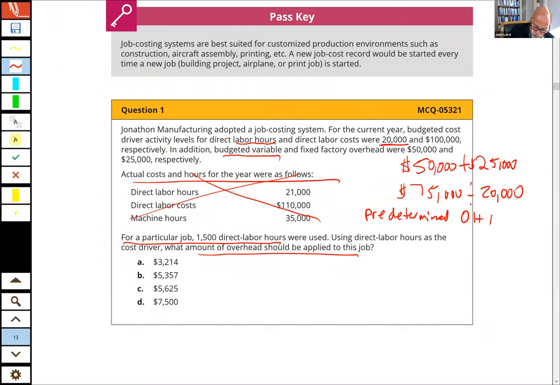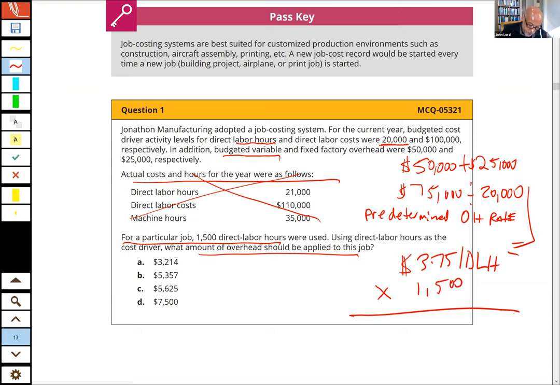That gives me what I called a predetermined overhead rate. OH is overhead. When I do the math on that, somebody check me, I get 3.75 per direct labor hour. Yes, Professor, $3.75. Good. So now every time the job uses a direct labor hour, I'm going to apply that much overhead. So I take that 3.75 times what? This particular job used 1500. I'm going to do the math on that. That should give me 5625.